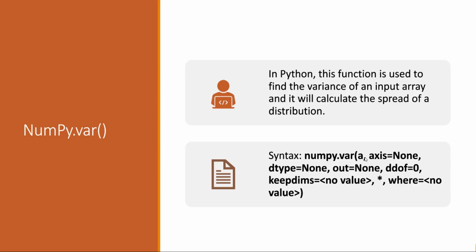This function takes a few parameters which we are going to use in our example. The first parameter is a, which specifies the input array that contains integer values whose variance is to be calculated. The second parameter is axis, and by default it takes a None value. Now we will understand this function with the help of an example.